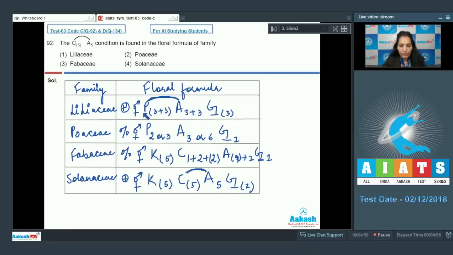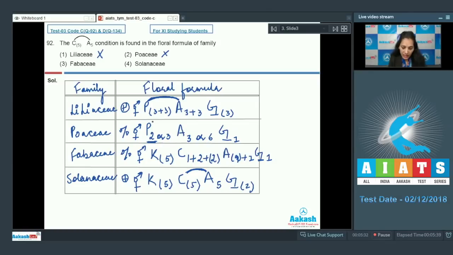Liliaceae has this floral formula where corolla is absent. It has perianth. When corolla and calyx are not clearly distinct, not clearly seen, they are called as perianth. So here corolla is absent. This option is ruled out. It cannot be family Liliaceae. Second is Poaceae. In case of Poaceae, again you can find out there is perianth 2 to 3 in the form of lodicules, and corolla is not found. This option is also ruled out.